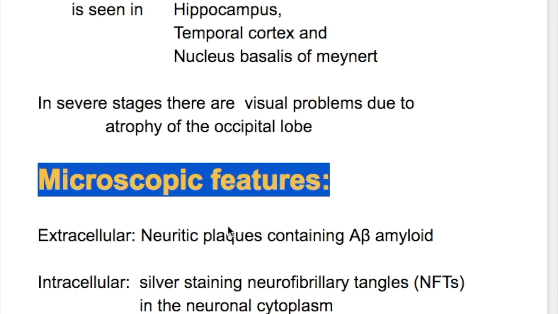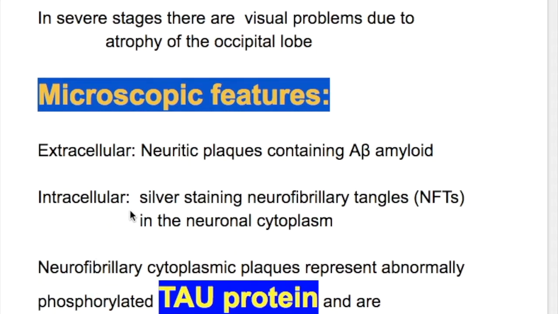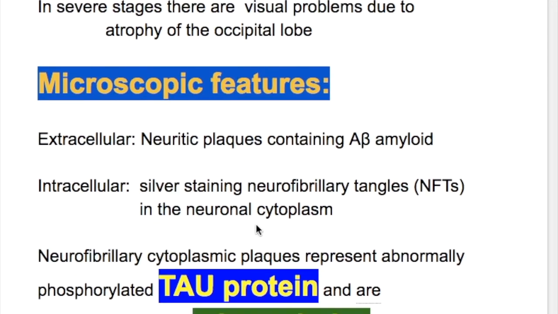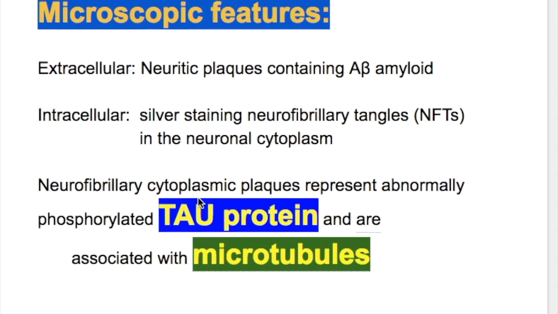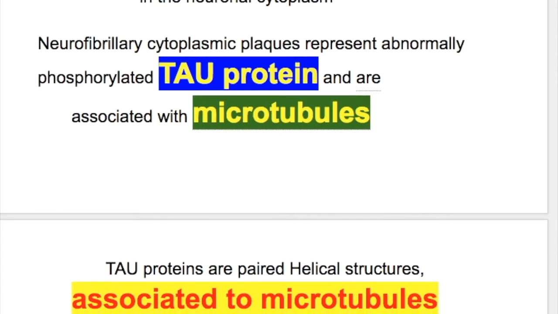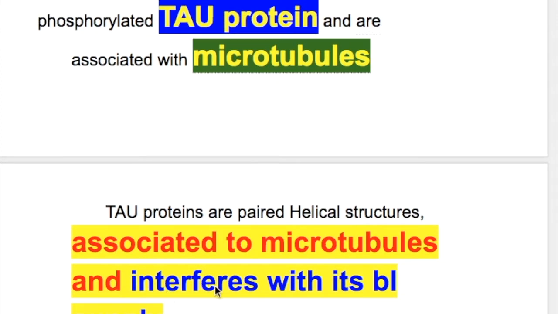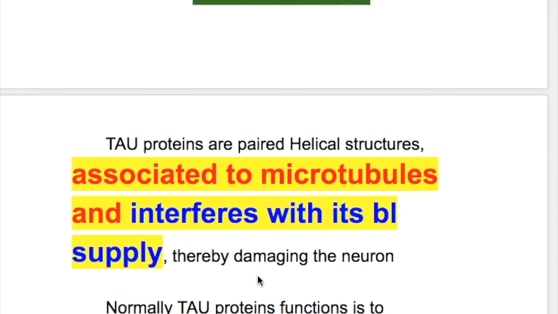So what are the microscopic features in Alzheimer's disease? Extracellular and intracellular. In extracellular, there are neuritic plaques containing A-beta amyloid, and in intracellular, silver staining neurofibrillary tangles are found in the neuronal cytoplasm. Neurofibrillary cytoplasmic tangles represent abnormally phosphorylated tau proteins, and they are associated with microtubules. Tau proteins are paired helical structures associated with microtubules and interfere with their blood supply, thereby damaging the neuron.